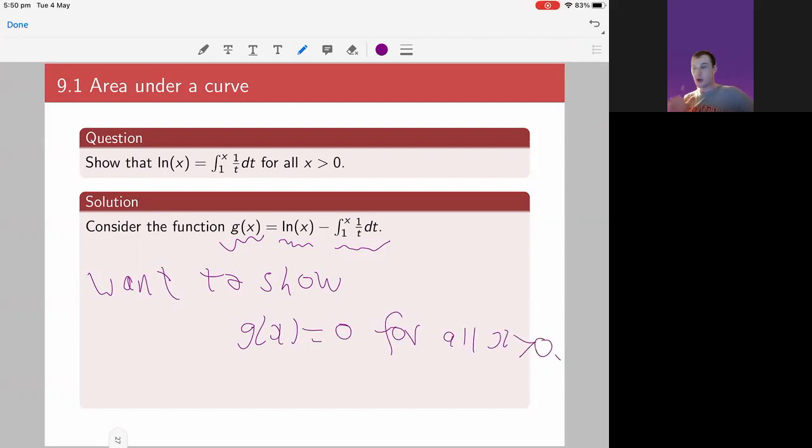Okay, how do we show that a function is 0? Well, if we're using tools from calculus, we know that if the function happens to be 0 at some point and happens to have a 0 derivative everywhere, then it has to be 0 everywhere, because the only functions with vanishing derivatives everywhere are constant.